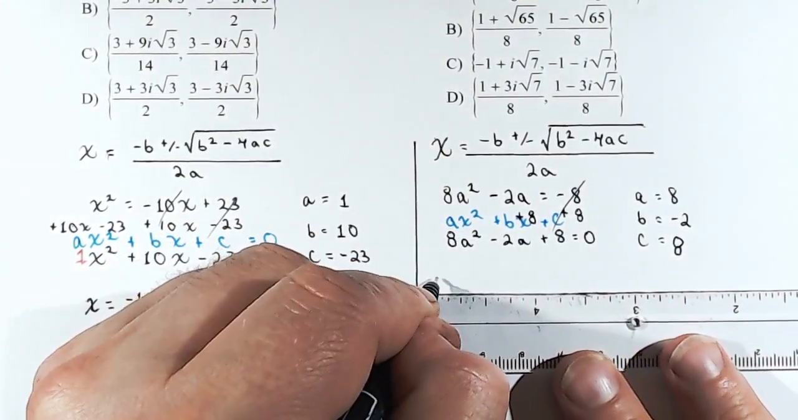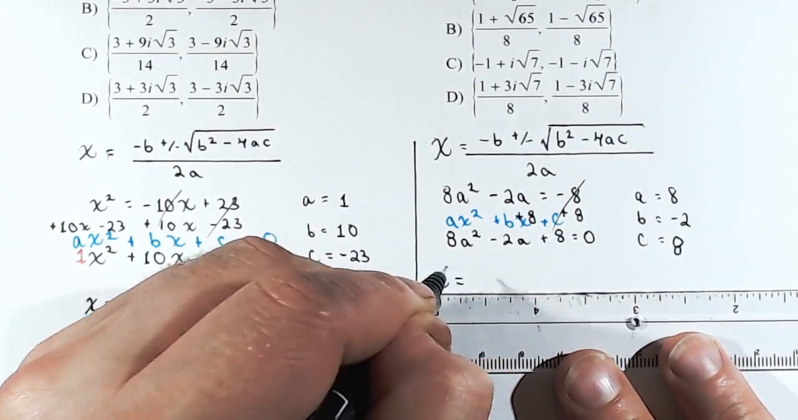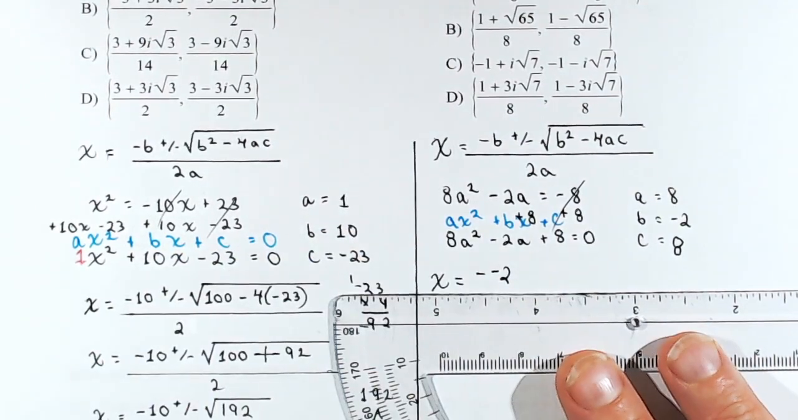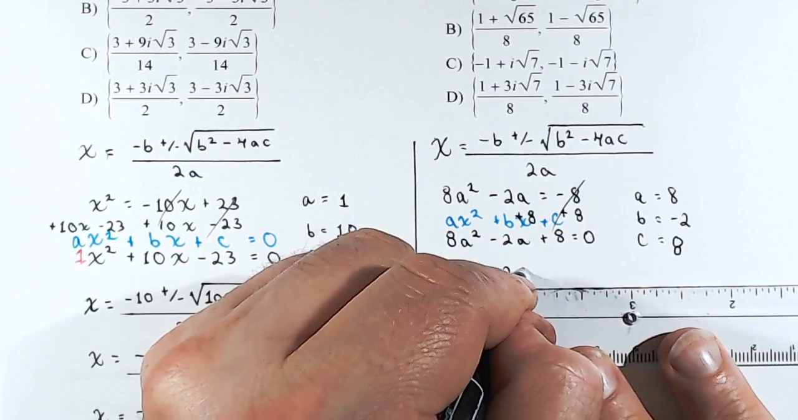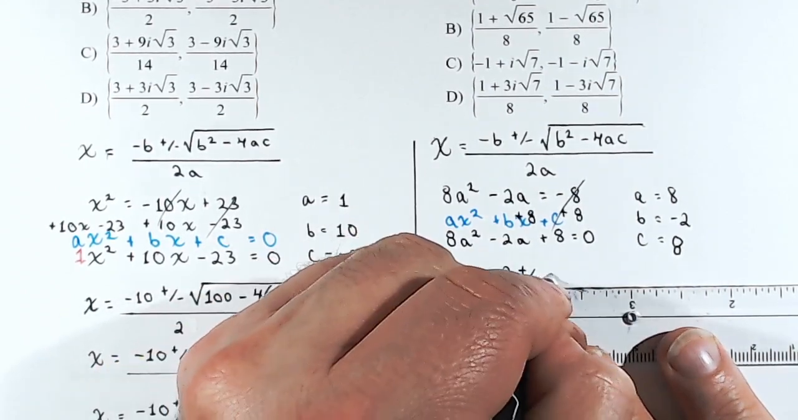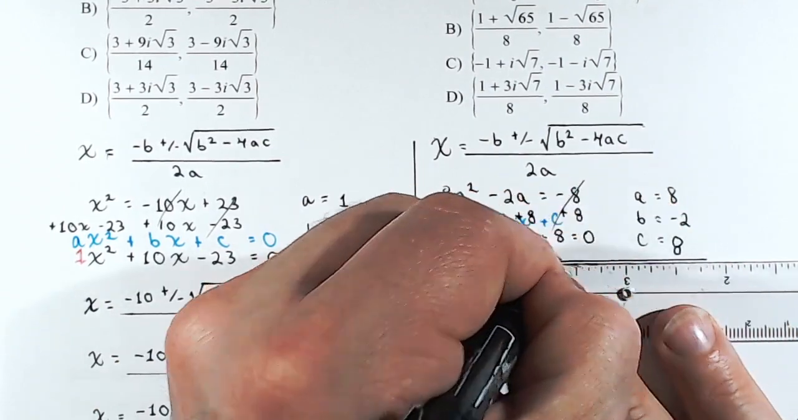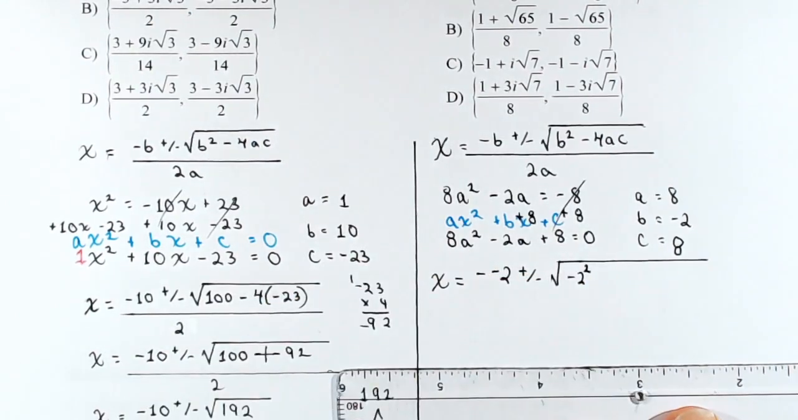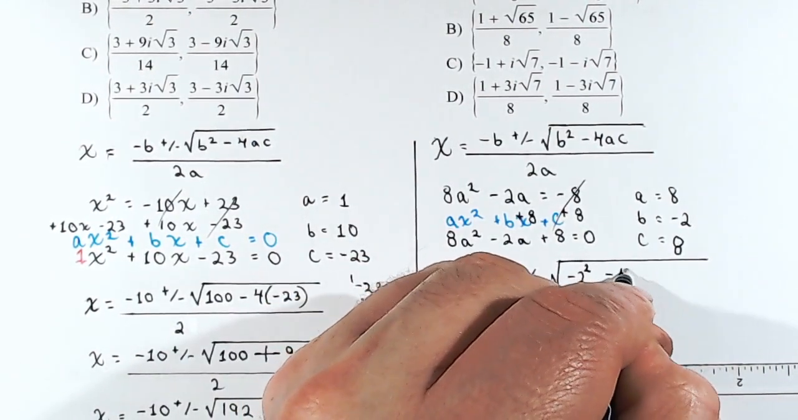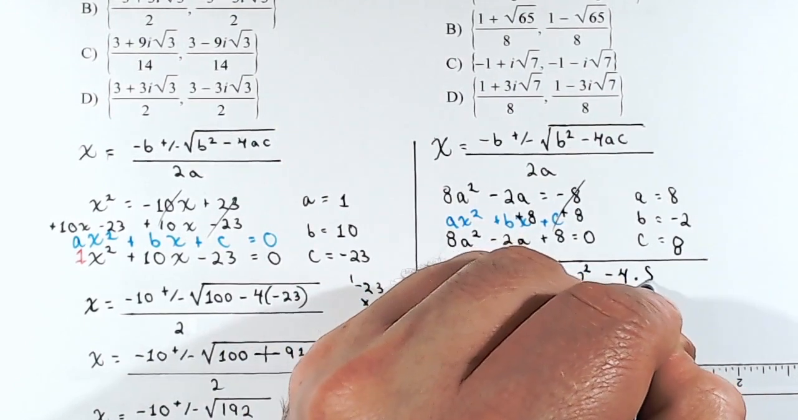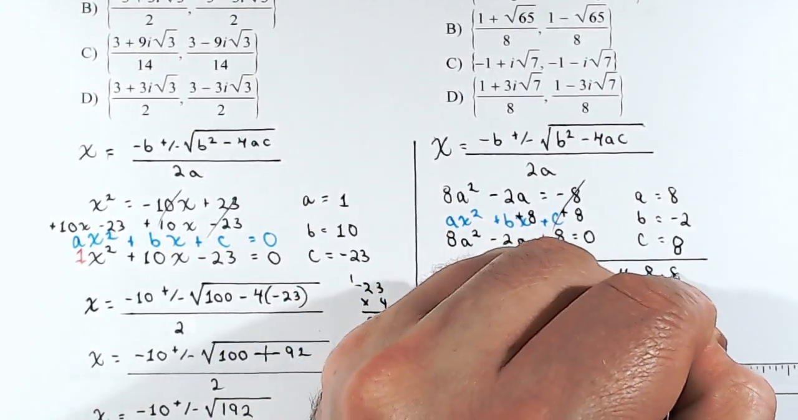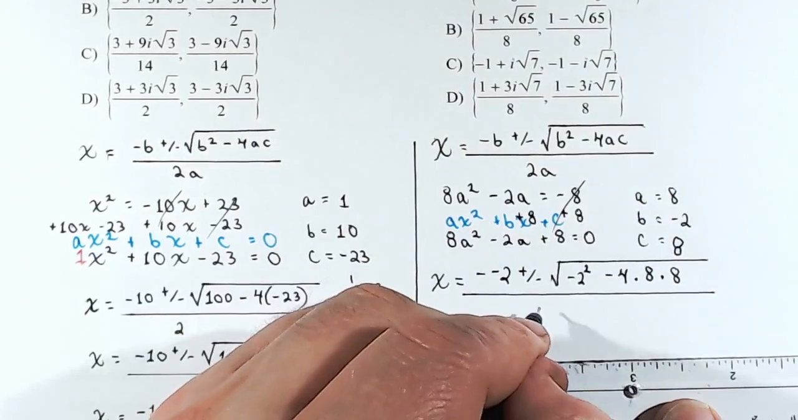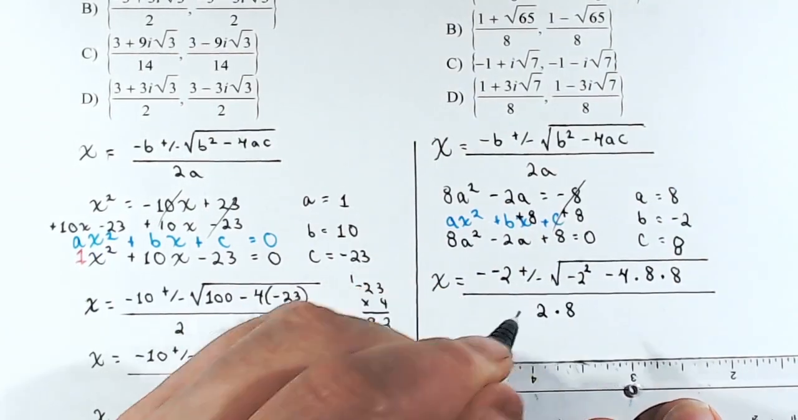So here we go. x is equal to negative negative 2. Be careful, all right? It's going to get you. You have to watch those negatives. Plus or minus the square root of b squared, so we'll write negative 2 squared, minus 4 times a, which is 8, times c, which is 8. All divided by 2 times a, which is 8.